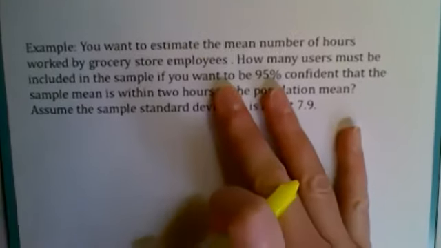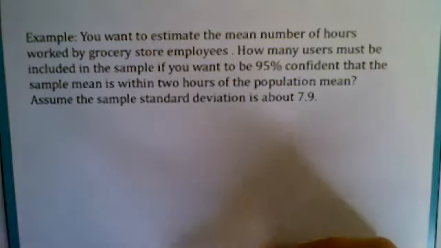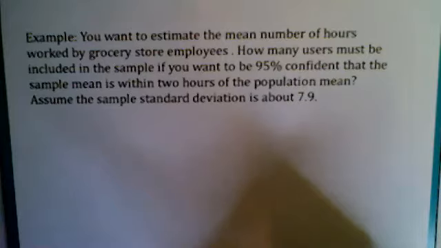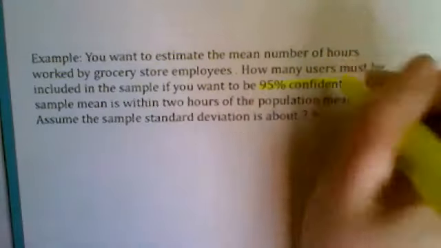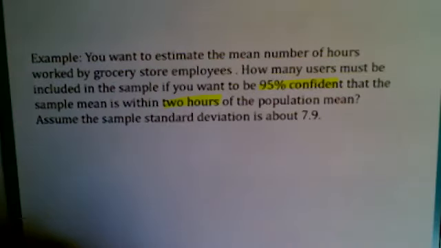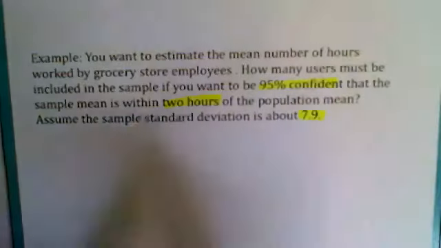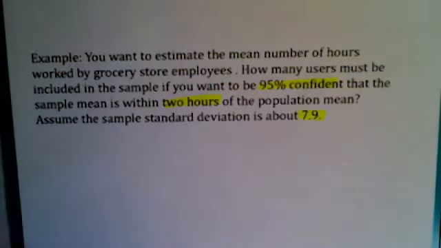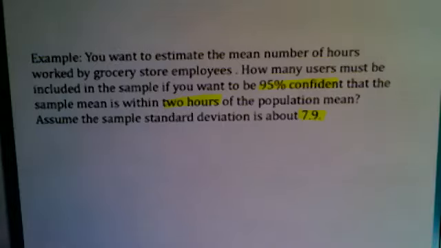All right, so we want to estimate the mean number of hours worked by grocery store employees. How many employees must be included in the sample if we want to be 95% confident that the sample mean is within 2 hours of the population mean? Assume the sample standard deviation is about 7.9. Okay, so the first thing I'm going to do is write down my formula to see what I need for this.